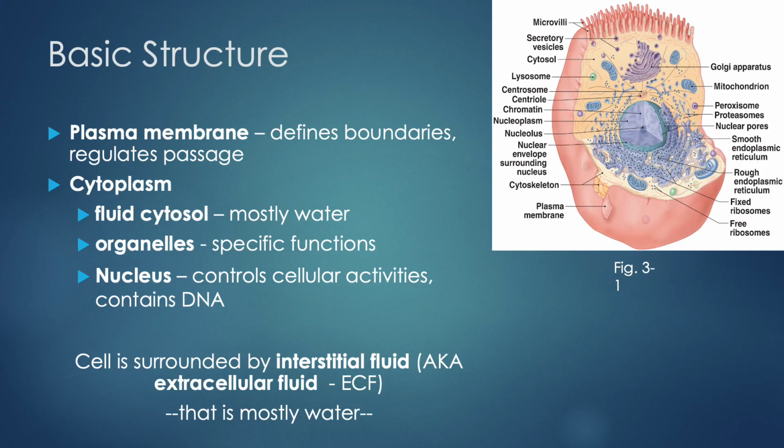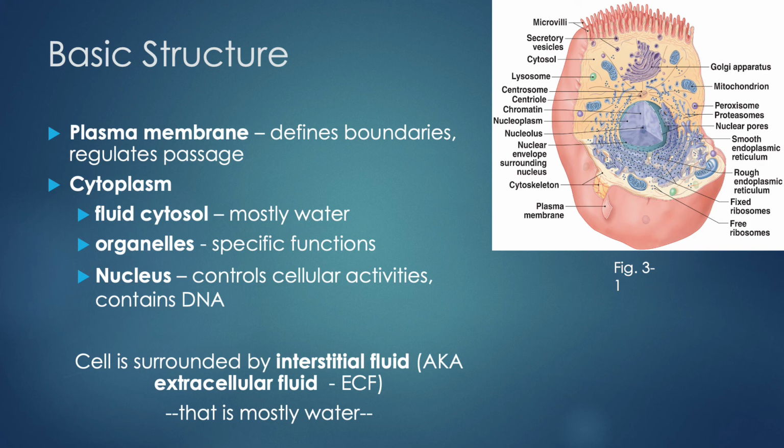The basic structure of a cell is that we have an outer membrane that's called the plasma membrane. And what that does is it separates the cell from its external environment. So otherwise, all the contents of the cell could just float away to who knows where, right? So that membrane is going to be the boundary of the cell.